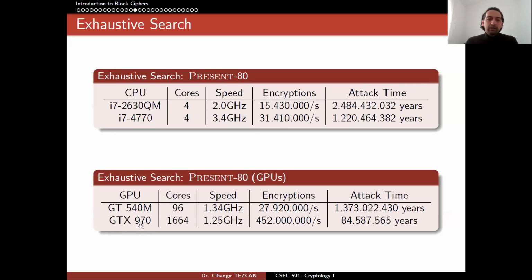But when I used something better as a GPU, the speedup was really huge. I could perform 452 million encryptions in a second. If I use this GPU alone, it will take me 84 million years to break the cipher. But currently I have better GPUs, an RTX 2070 Super. I could perform more than 800 million encryptions per second, so I reduced this number to 40 million years. With newer GPUs, you can reduce it to 20 million.